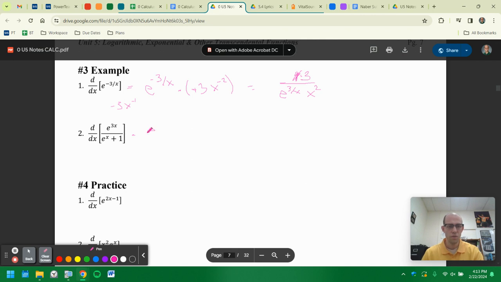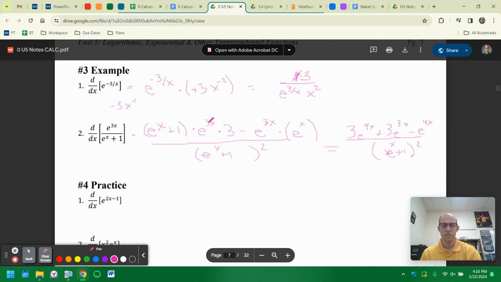So low, e to the x plus 1, d high, that's going to be multiplied by e to the 3x, and then derivative of that power, which would be 3, minus high d low, which would be the derivative of e to the x plus 1, which is e to the x. Derivative of x is just 1, so I don't need to write that multiple of 1. And then derivative of my constant 1 is 0, so I don't need to write that. And that's all over bottom squared we go. So e to the x plus 1, all that squared.